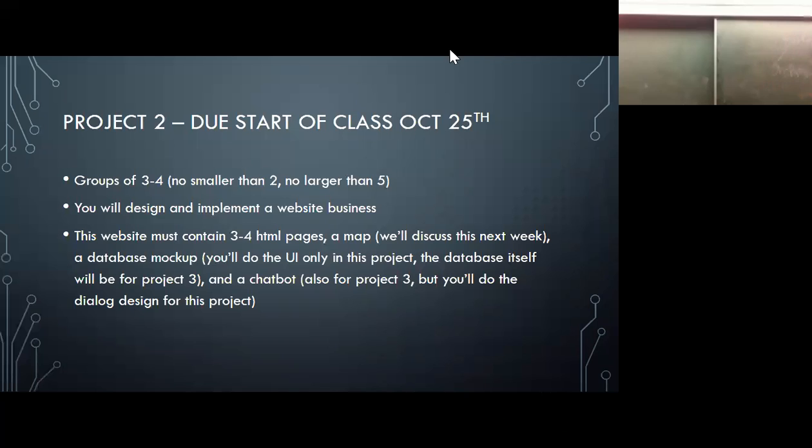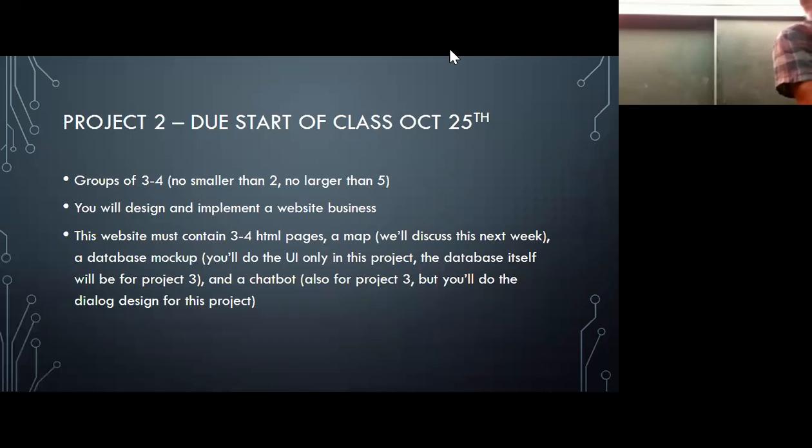So this is going to be done in groups. I prefer groups of 3 to 4. I will not accept individuals, so you cannot be a group of 1. A group of 1 isn't a group. In part because there's just more work here than a single person should try and do for the project, but also because it's really important to learn how to do software development in groups.